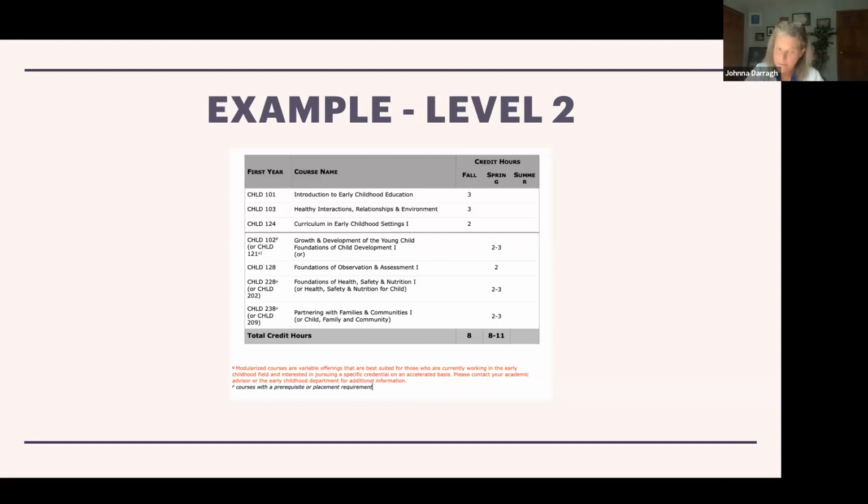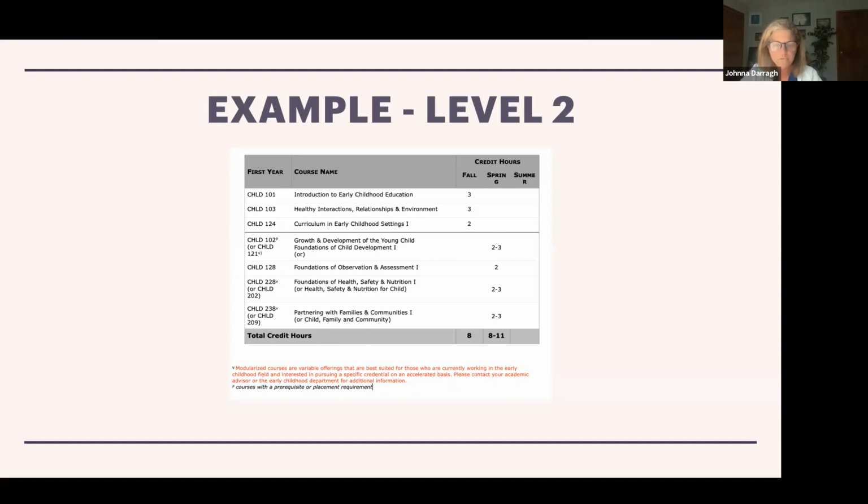So the note we have at the bottom in red, and I'll just read that because I know it's tiny. Modularized courses are variable offerings, and variable doesn't mean variable credit in this context. It means not necessarily always tied to fall and spring.